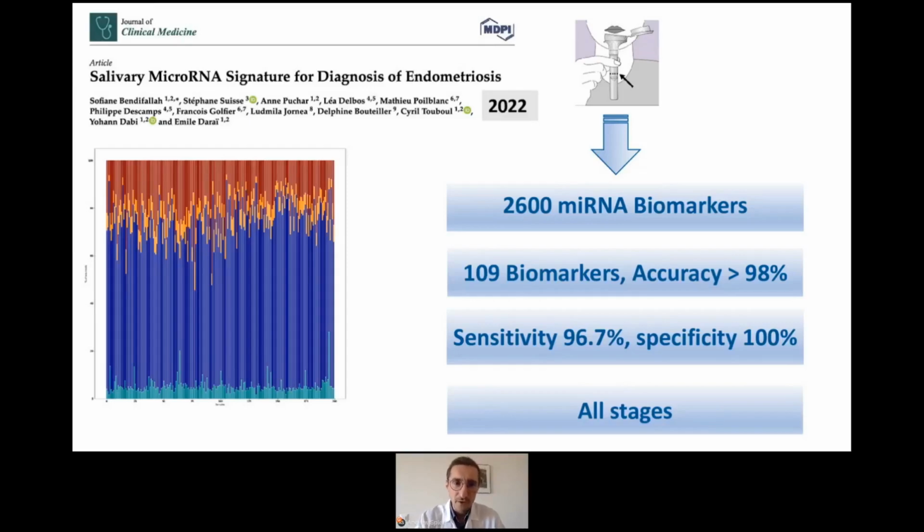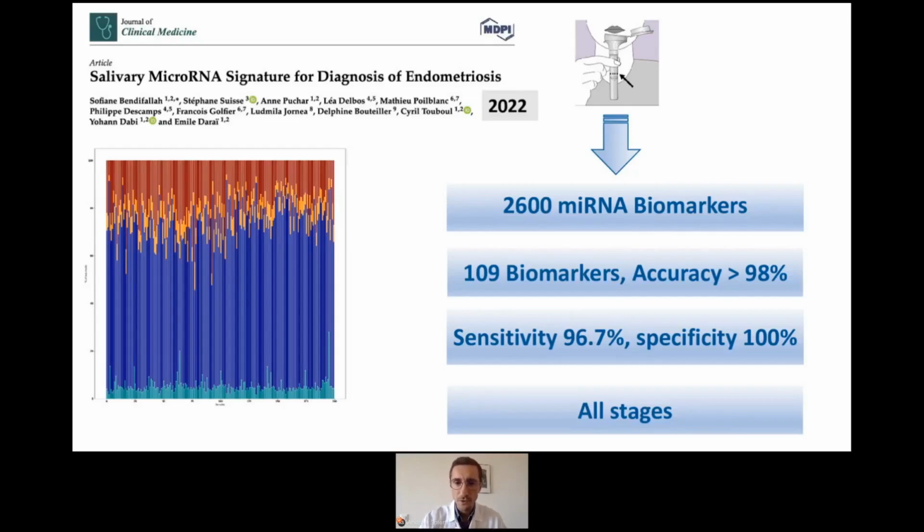The salivary microRNA signature is based on 109 biomarkers and again has outstanding accuracy with an area under the curve of over 98%. Again, the full human transcriptome was looked at, over 2,600 microRNA, to design this model. And the saliva model is actually able to pick up endometriosis at all stages of the disease.